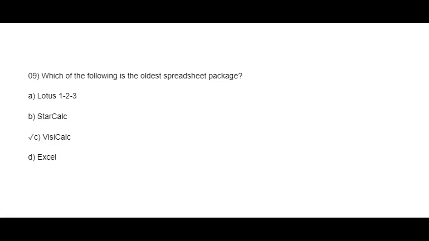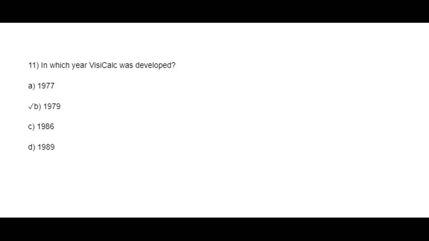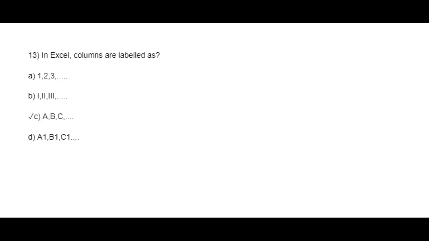1, 2, 3, B. I2, 3, C. A, B, C, D. A, 1, B1, C1. 13. In Excel, columns are labeled as A. 1, 2, 3, B. I2, 3, C. A, B, C, D. A, 1, B1, C1.